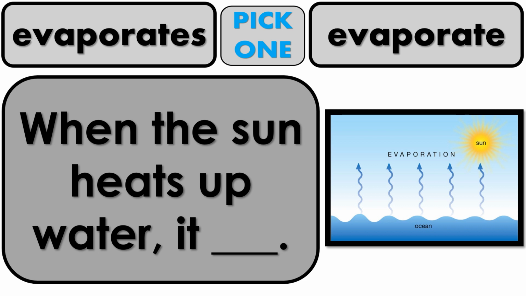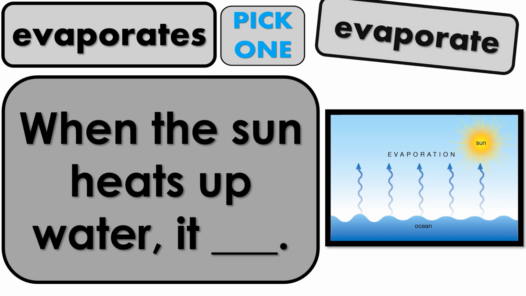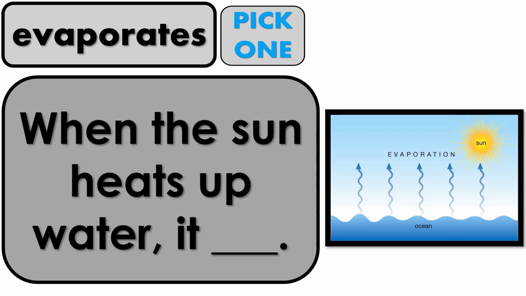So I'm going to show you this sentence, and I want you to choose one of the words at the top, evaporates or evaporate. So take a look at this sentence and tell me which one we should use, evaporates or evaporate. For this one, the right one to pick is evaporates. So when the sun heats up water, it evaporates.